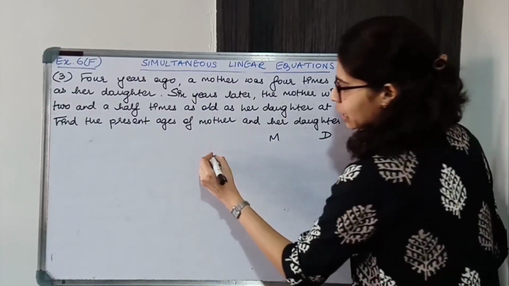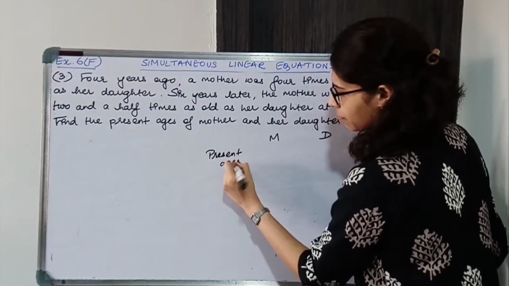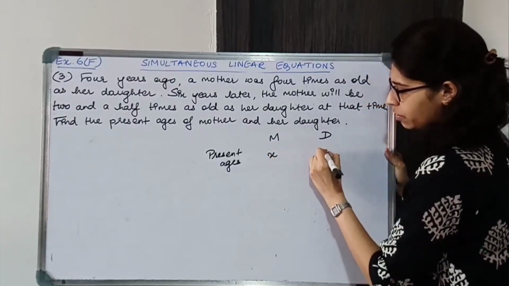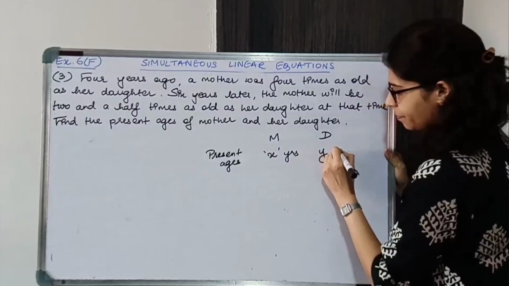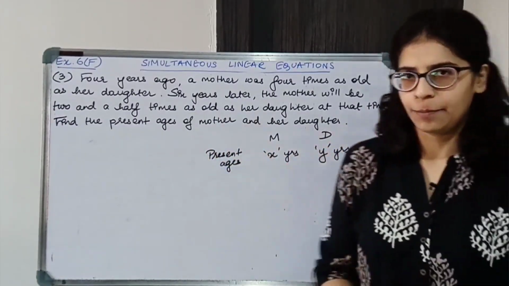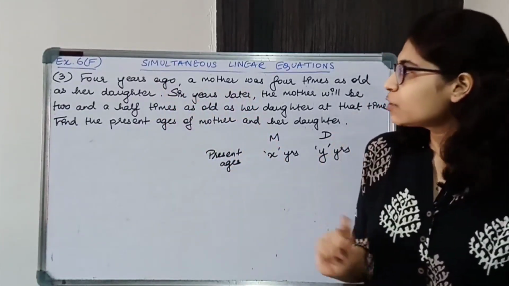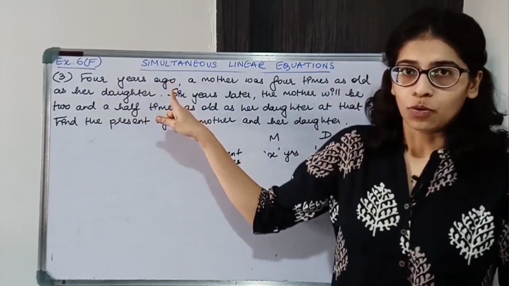Now, present ages of mother, let it be x years and daughter's be y years. Here we are considering the present ages. Okay, because they have asked present ages, so let it be x and y. Now, there are 2 conditions and for both the conditions there are different years. First one is 4 years ago.